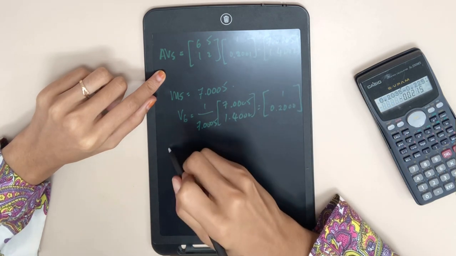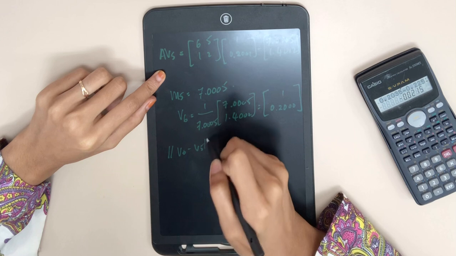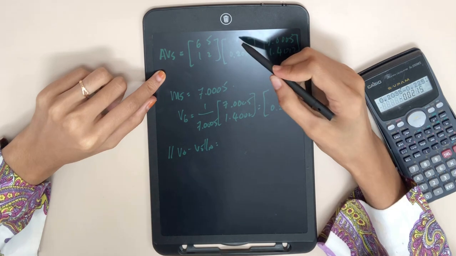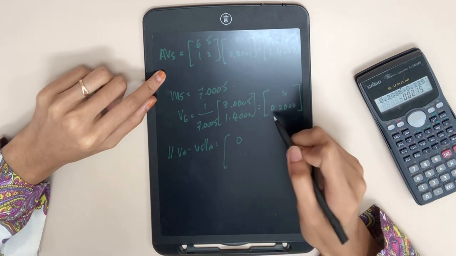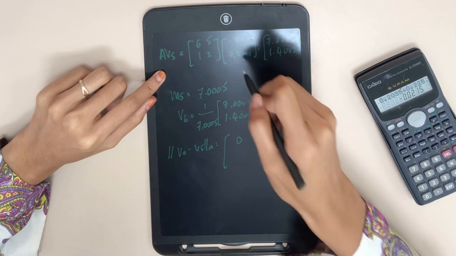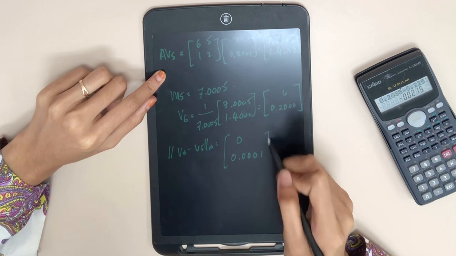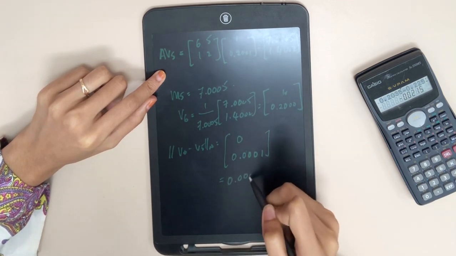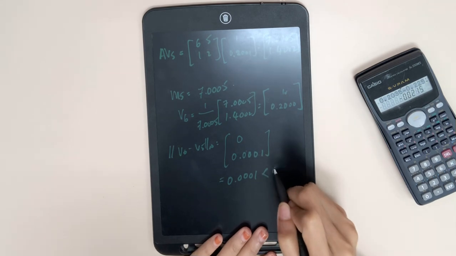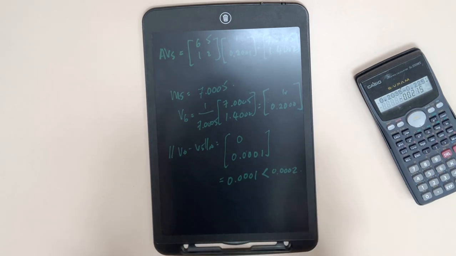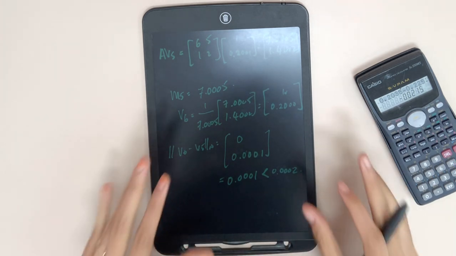So the error here, V6 minus V5 here, 1, 1, so 0. 0.2000 minus 0.2000, so you should get 0.0001. So the error that I have here is 0, and it's already less than 0.002. Okay, so you can stop now. Is it right? As I said, once you get the error you can stop the calculation, right? Yes, this is the last step. This is the last calculation that you should do.